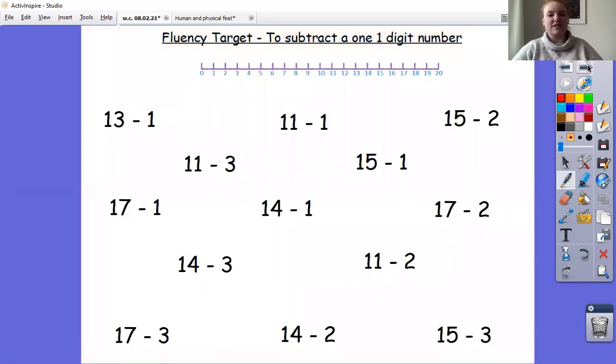On the screen now is some more fluency for you to carry out. If you need to, you can draw a number line at home to help you. Pause the screen, copy these out, come back when you have finished.